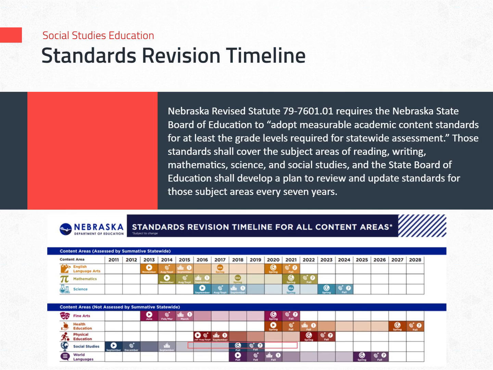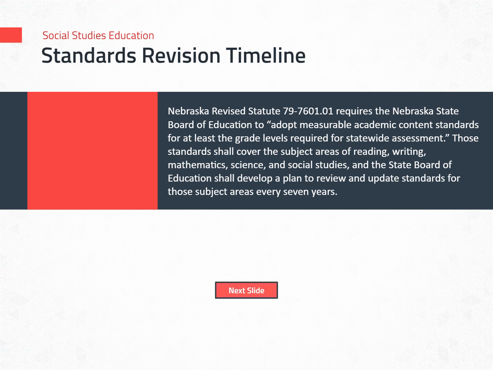Nebraska Revised Statute 79-7601.01 requires that the Nebraska State Board of Education adopt social studies standards every 7 years. The same statute also states that school districts will have 1 year to adopt the state approved content area standards or adopt content area standards deemed as equal to or more rigorous than the state approved content area standards.